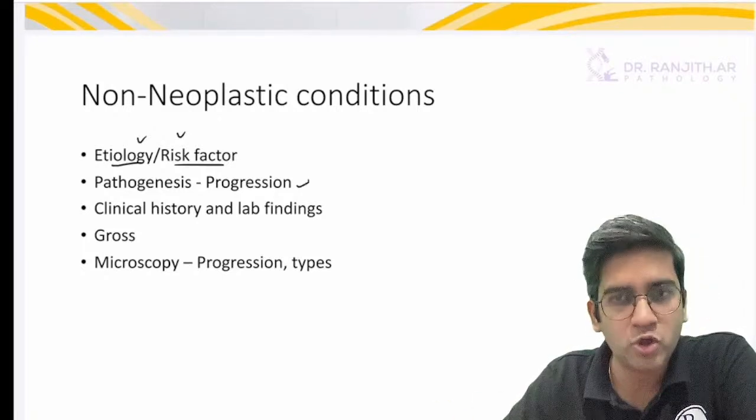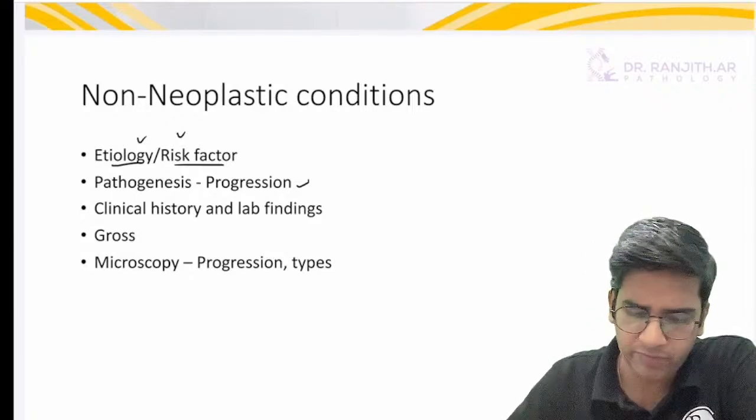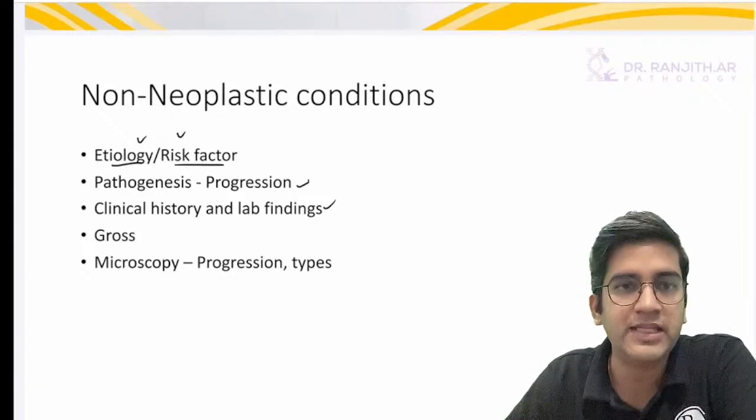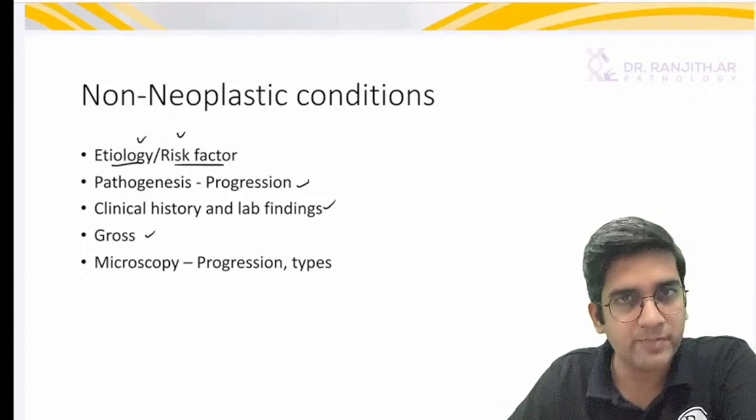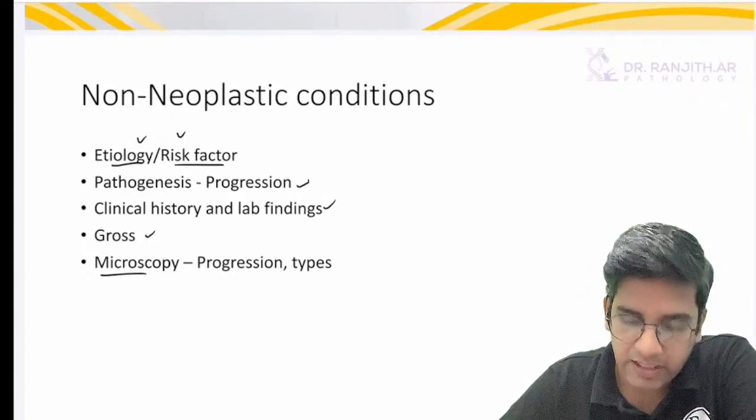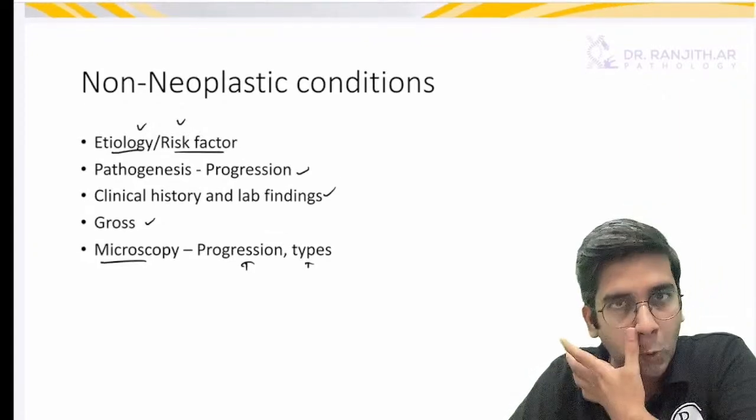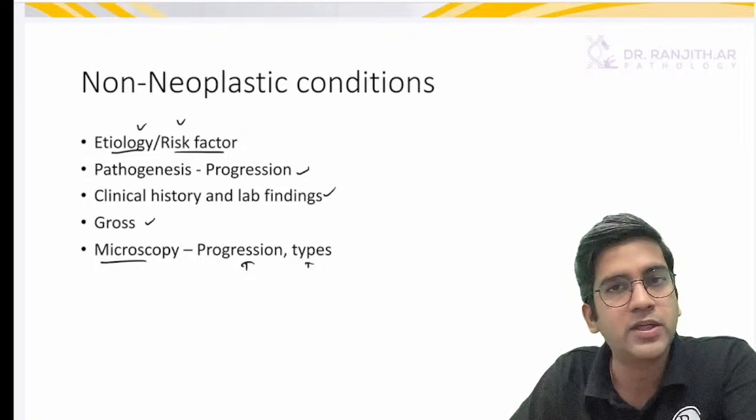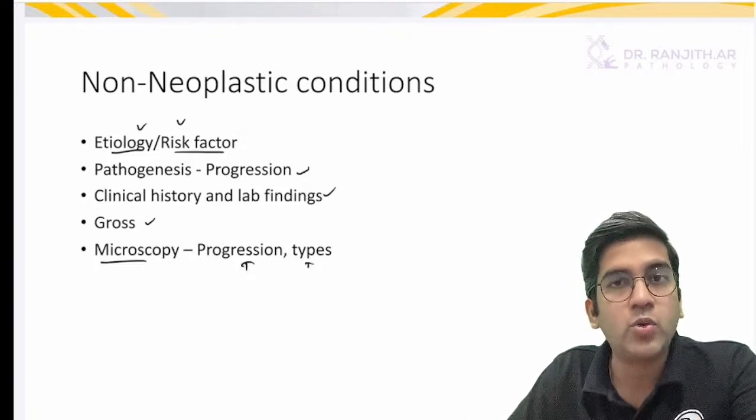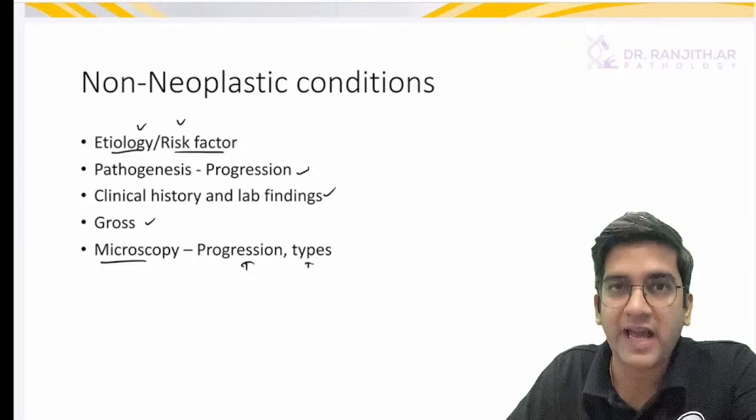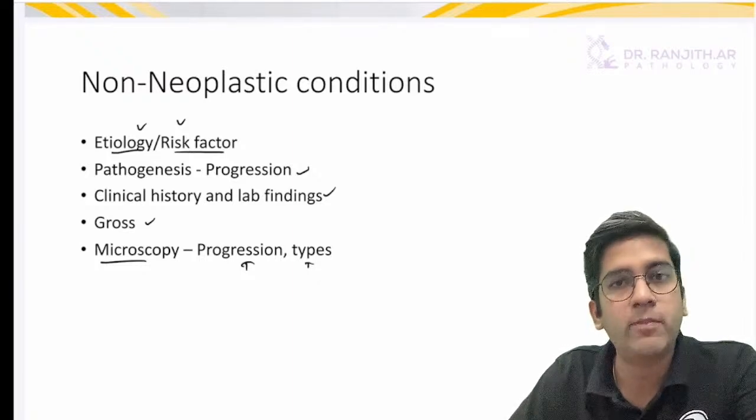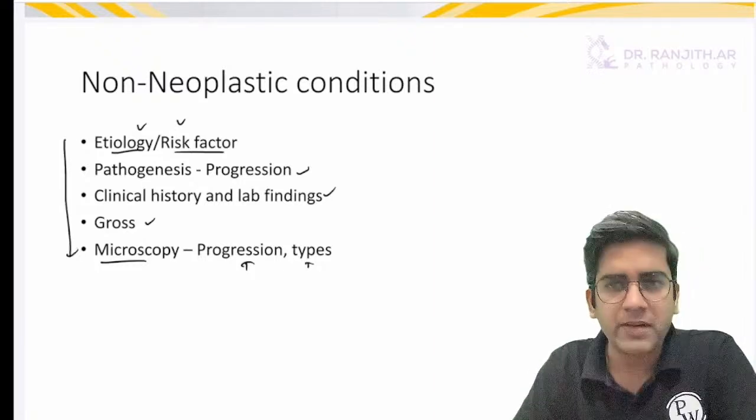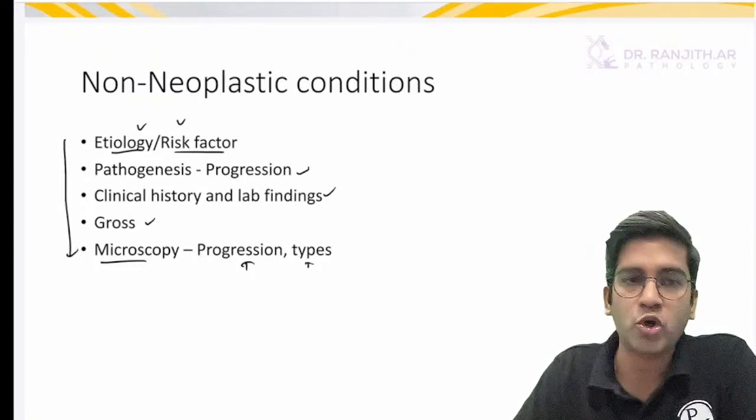Pathogenesis will be there for every non-neoplastic condition. We'll have a quick look at them in a few cases. Clinical history and lab findings are by default a must for every question, be it neoplastic or non-neoplastic. Gross, if it makes sense, do write. Microscopy, definitely. Again, progression and types also hold true for non-neoplastic conditions, such as atherosclerosis. We do have progression of atherosclerosis from fatty streak to an atheroma. And your outcome or complications, aneurysms, could be an angina, could be a heart attack, right? All those are complications or outcomes of any non-neoplastic condition, right? So this will be the basic template on how we are going to deal with a few non-neoplastic conditions, right?